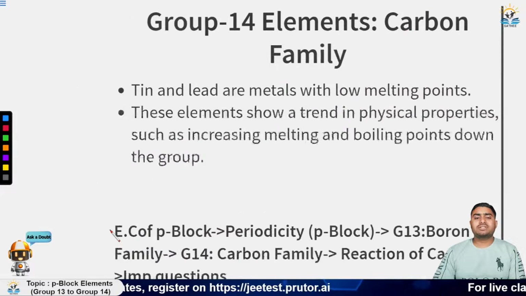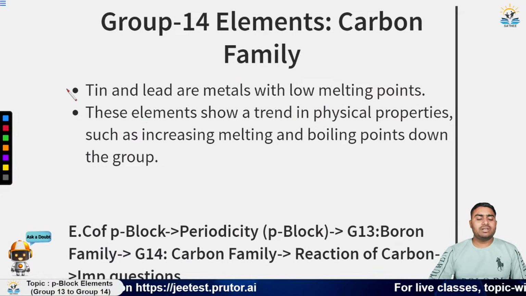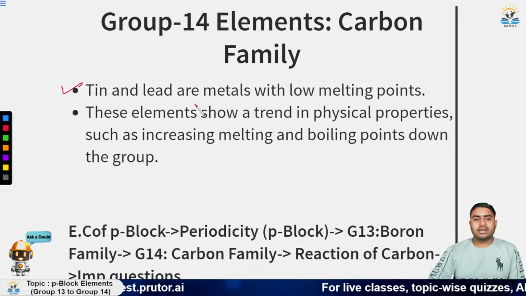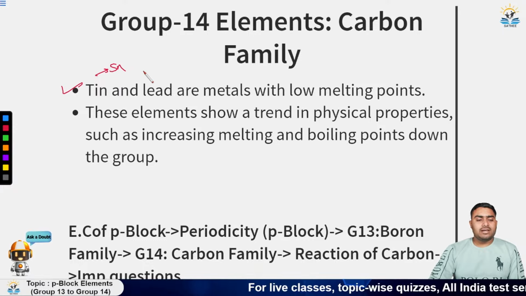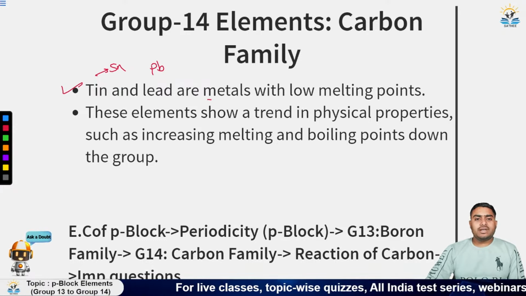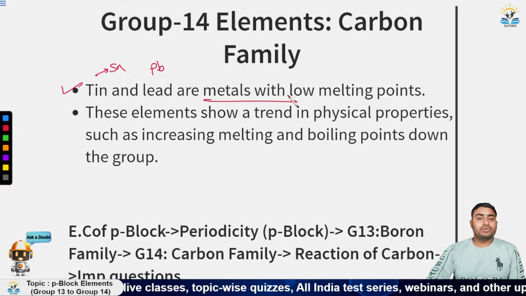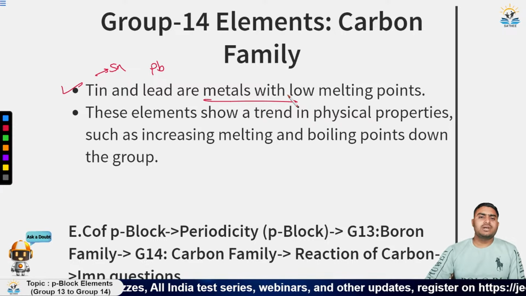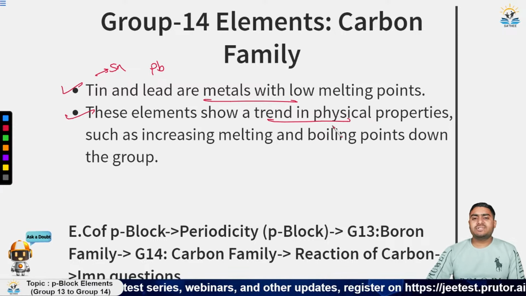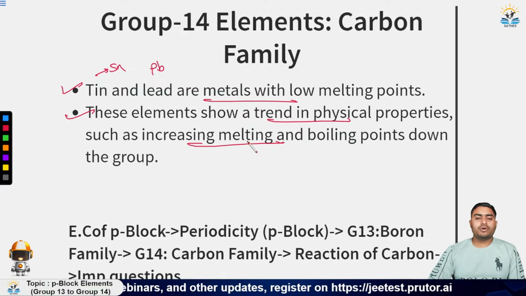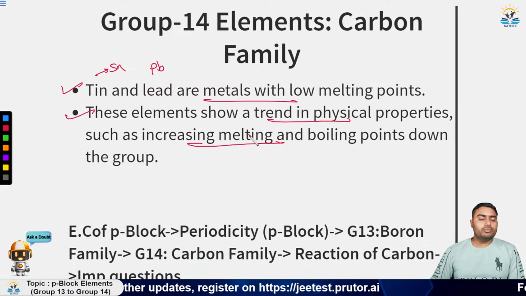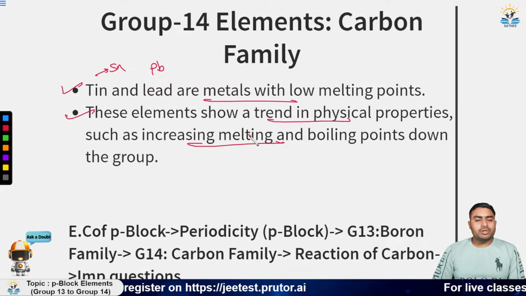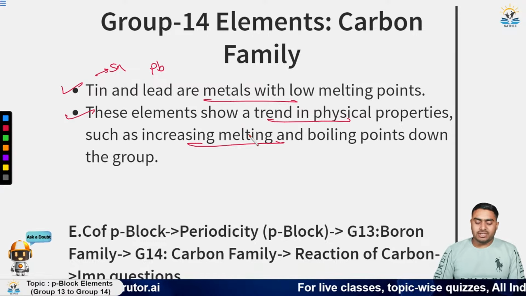Now we are going to discuss some reactions as well, but before that I want to write some points about tin and lead. So tin symbol is Sn and lead symbol is Pb. Tin and lead are metals with low melting points, okay, so you can see these are soft metals. These elements show a trend in physical properties such as increasing melting and boiling point down the group. If you are moving top to bottom down a group, the melting point and boiling point will increase.